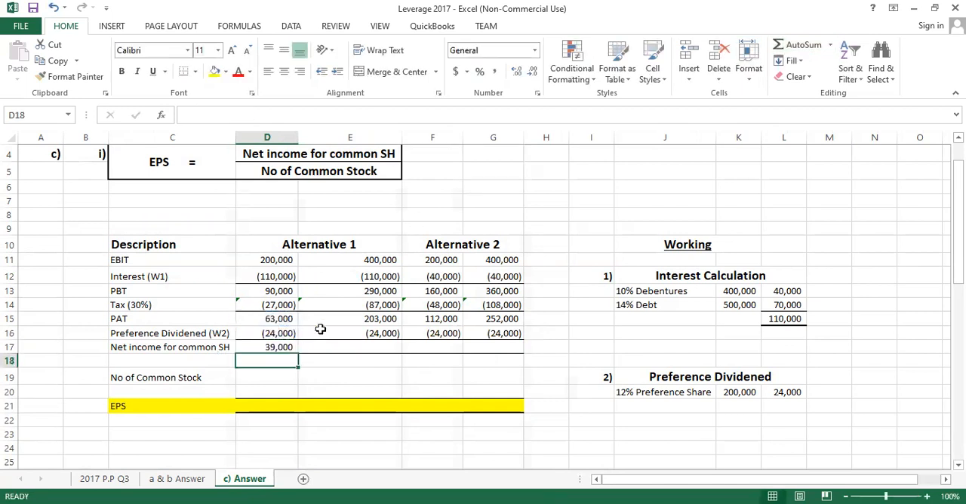Then we can calculate the net income for common shareholders. For alternative 1, the net income for common shareholders is 39,000 and 179,000. Likewise, for alternative 2, it is 88,000 and 228,000.